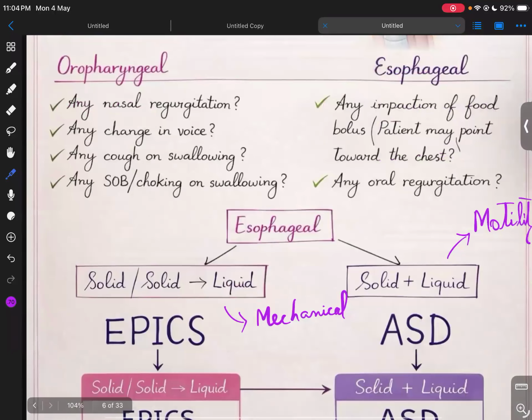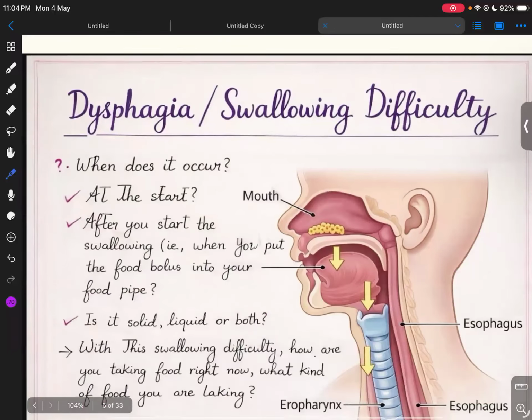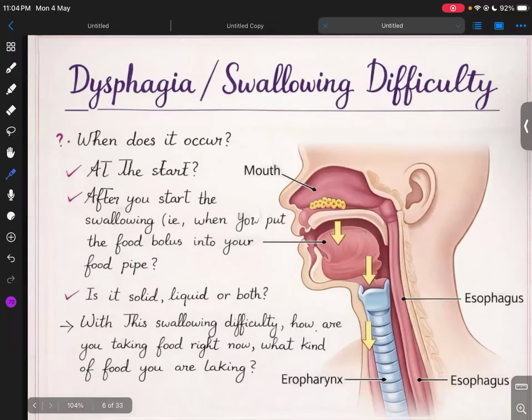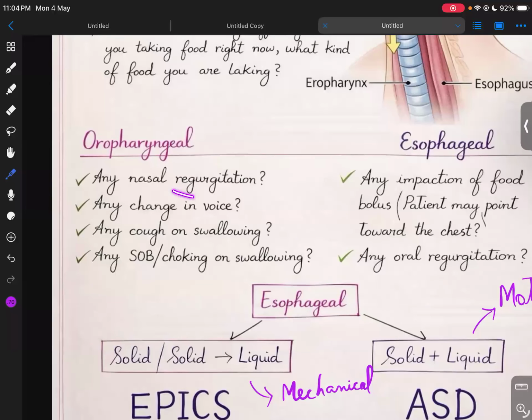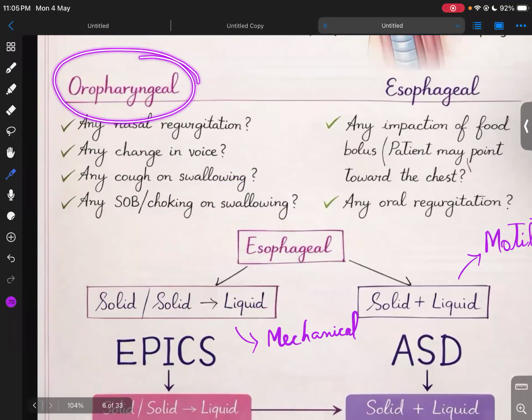Now let's come to the oropharyngeal dysphagia. Suppose the patient has replied that the dysphagia starts at the beginning and he is also having food particles coming through the back of the nose, change in the voice, that is nasal voice, cough and breathlessness or choking sensation when swallowing. Then this is a case of oropharyngeal dysphagia. This is basically all the neurological causes of dysphagia.